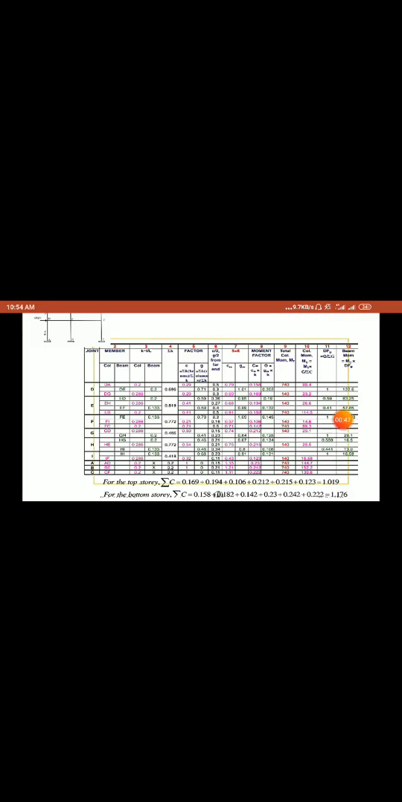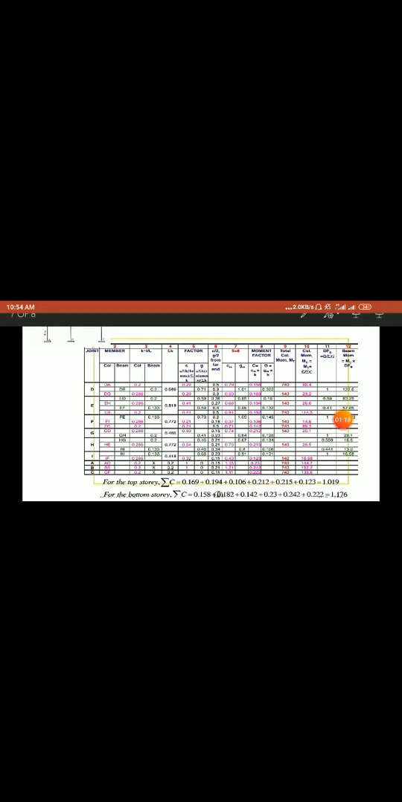Similarly, these are the beams you can see in this diagram. At joint D, this is the beam DE. At joint E, this is the beam EF. At joint F, the beam is FE. The diagram is not visible in this image, so I am going to draw a diagram here.